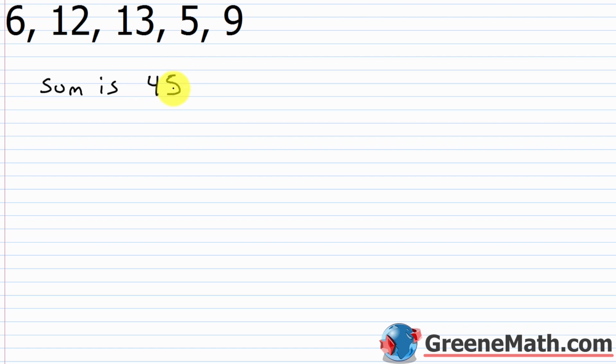Now the next piece of information is we need to know how many numbers are in the group. So I can just go through and count. That's pretty easy. I just go 1, 2, 3, 4, 5. There are 5 numbers in the group.